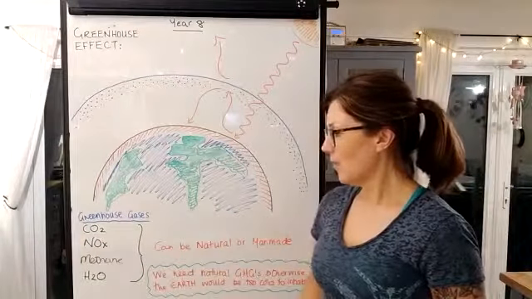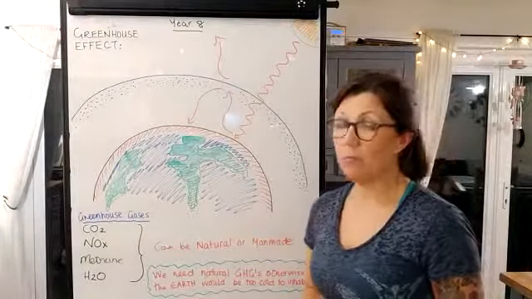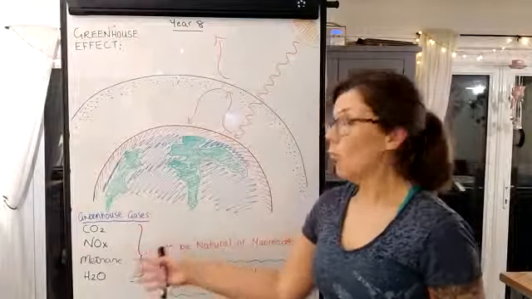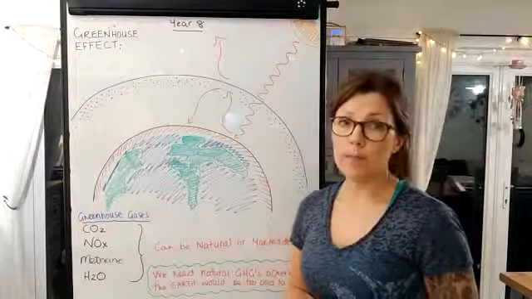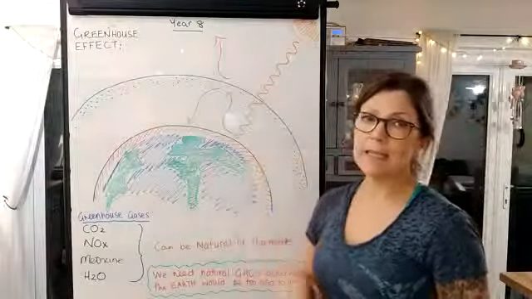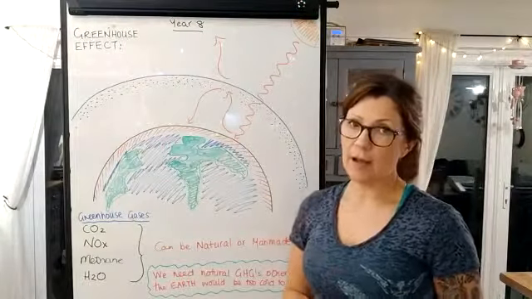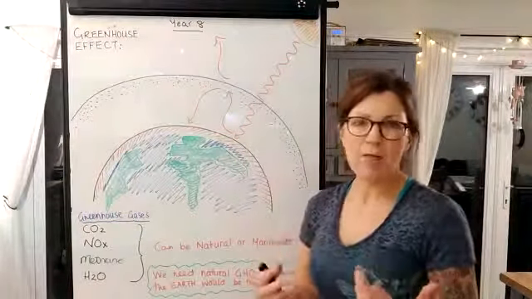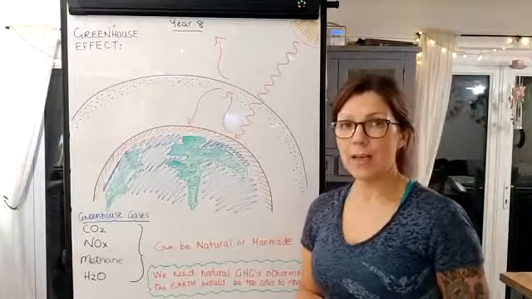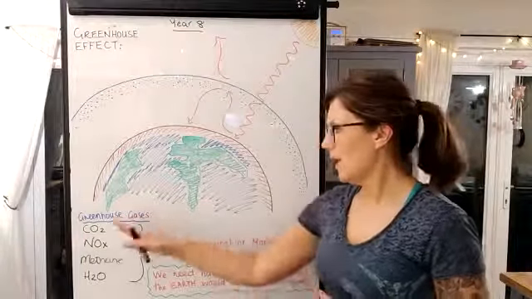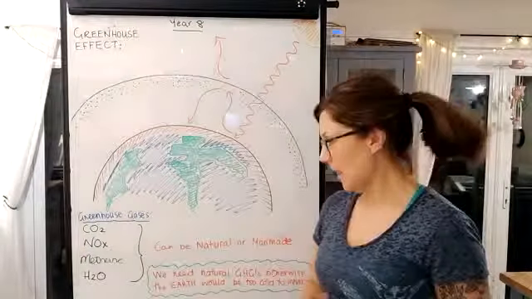And the final gas that we've got in the atmosphere, which is generally quite a natural gas, well, they're all natural, but is water, H2O. So we've got water droplets in the atmosphere, and that's also a greenhouse gas. But we don't often hear about that, because in a lot of ways that's seen as more natural maybe than carbon dioxide, nitrous oxide and methane.